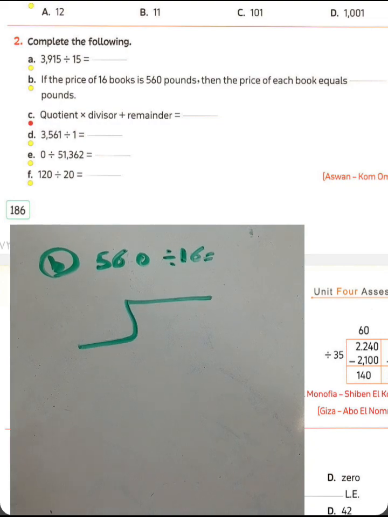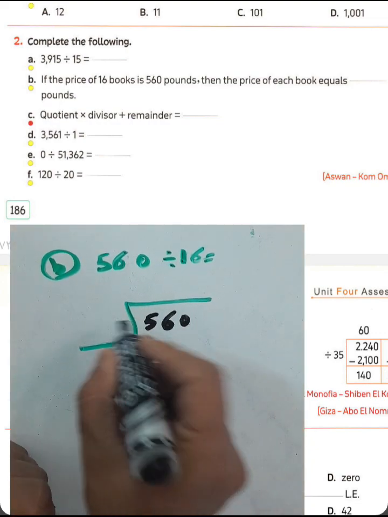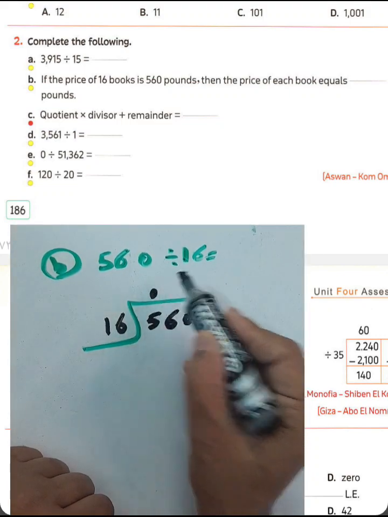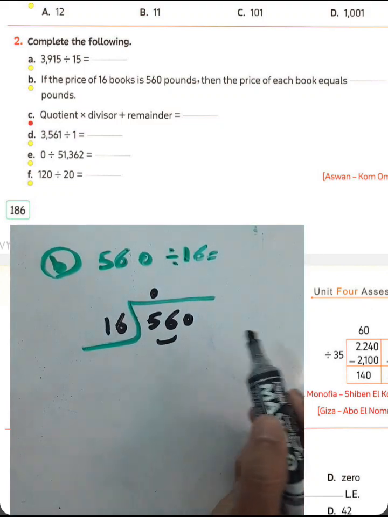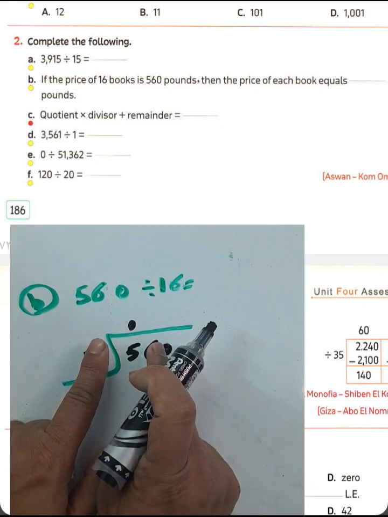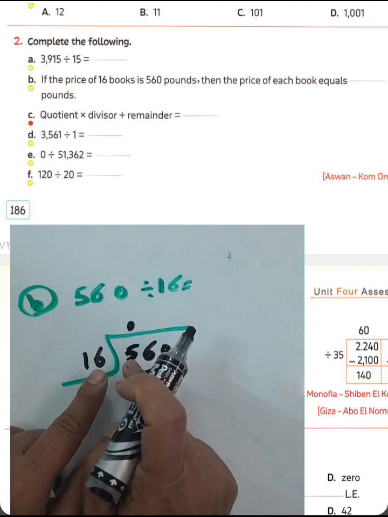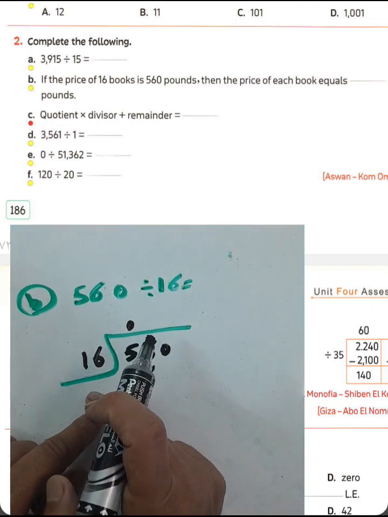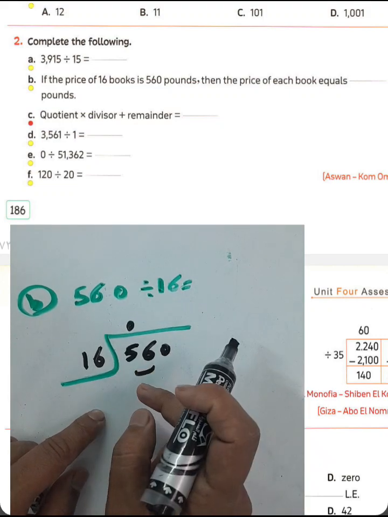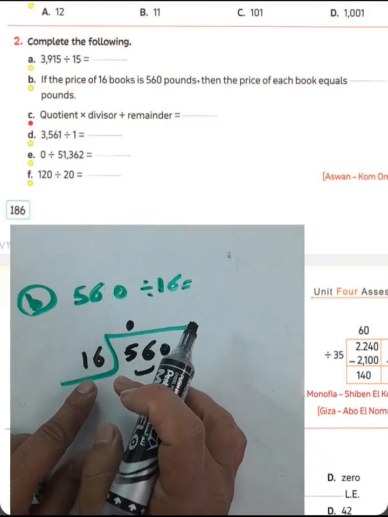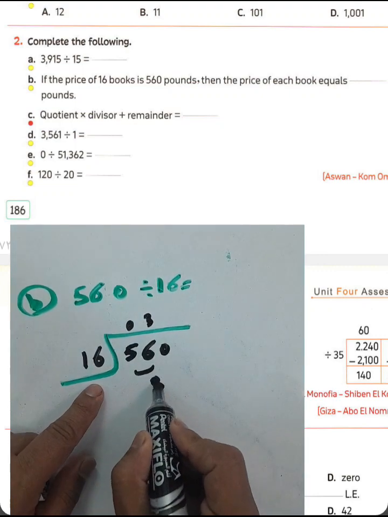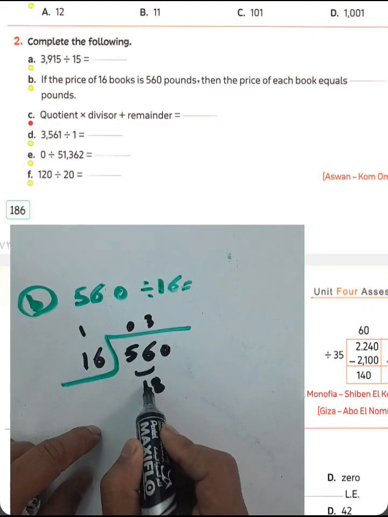Alright, 560 here divided by 16. 5 divided by 16, we can't do it, put 0. 56 divided by 16 equals what? We can divide digit by digit here, and 5 divided by 1 equals 5. But 5 times 16 equals 80. 4 times 16 is greater than this number. And 3 times 16 equals 48. Write 3 here. 3 times 6 equals 18. 8 and carry 1. 1 times 3 equals 3 plus 1 equals 4.